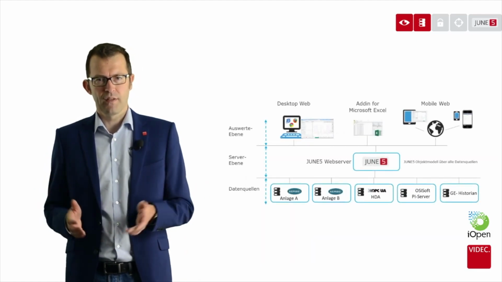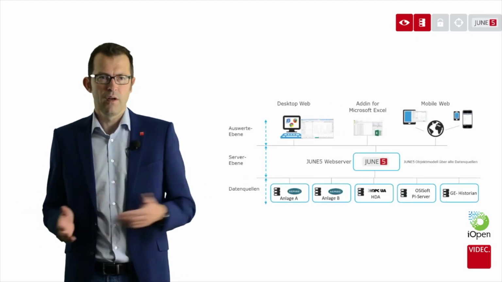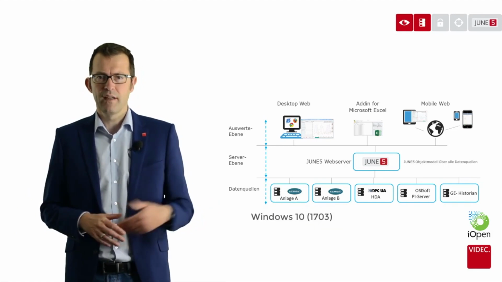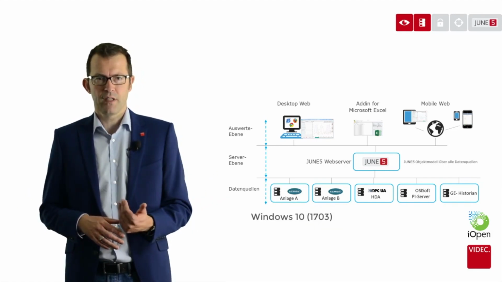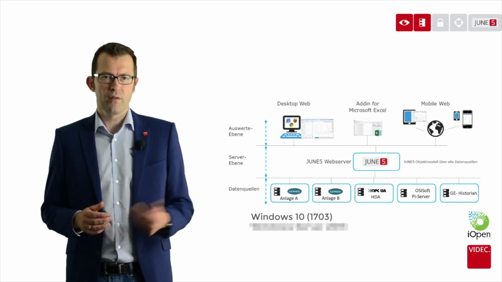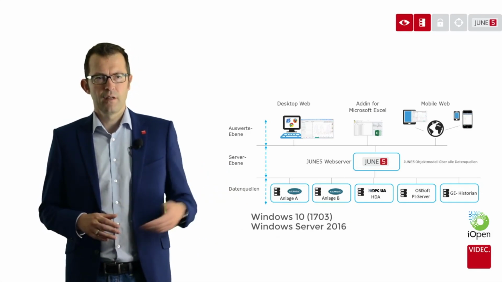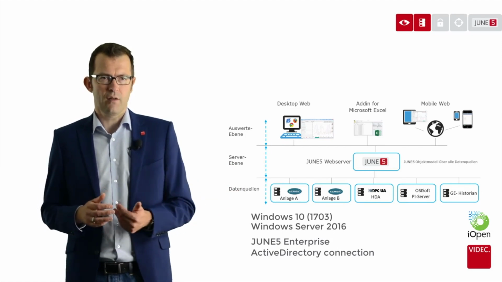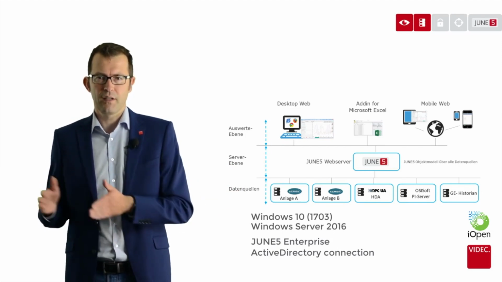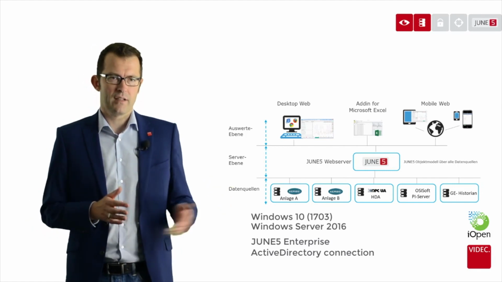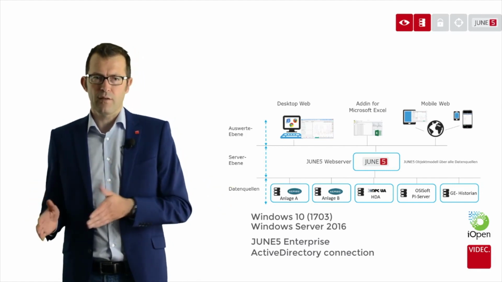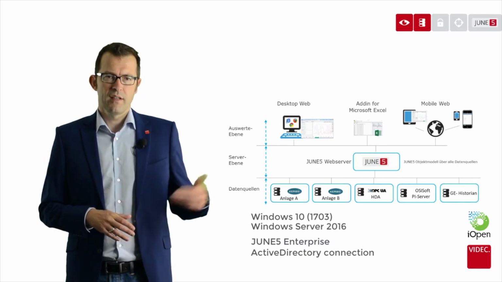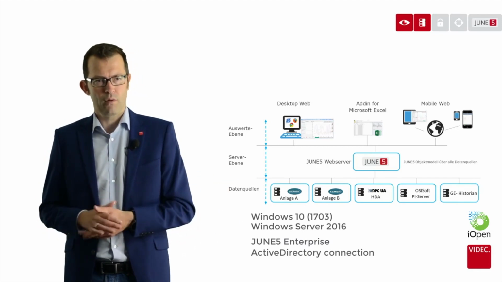Certainly, we support since JUNE5 version 2.4 the operating systems Windows 10 in the release 1703 and as well the Windows Server 2016. For the JUNE5 Enterprise Edition, we have added a single sign-on feature that organizes the user management in the Active Directory. The access of the different JUNE5 objects is then configured in the web portal of JUNE5.